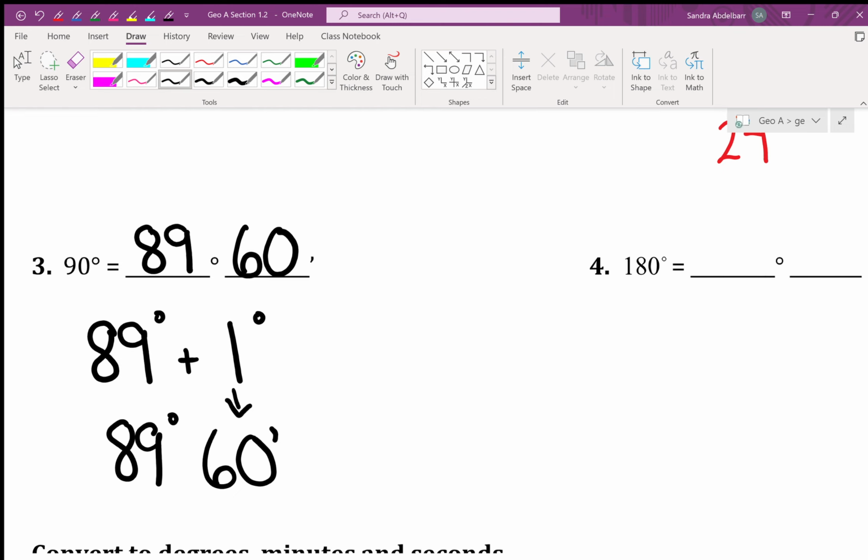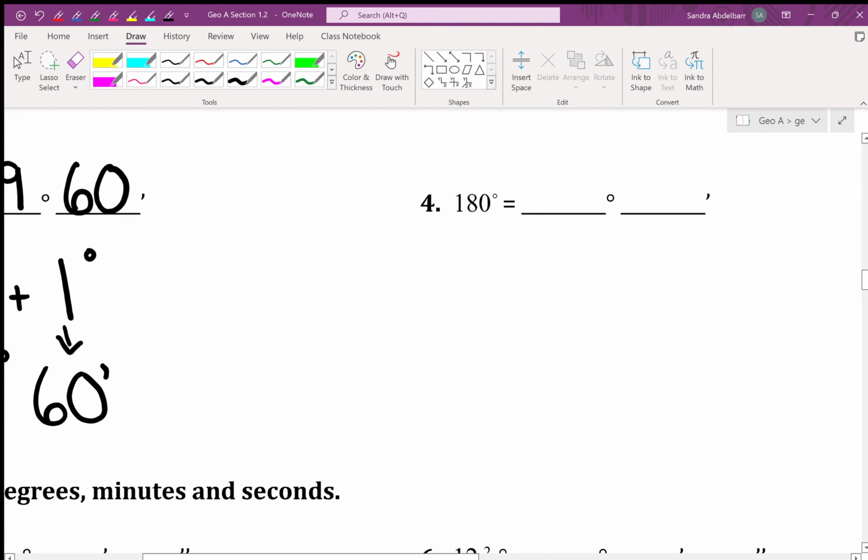And you'll see later on in the lesson why in some problems we would have to know how to do this. I want you all to try number 4 on your own. Again, you're taking that 180 and changing it to degrees and minutes.